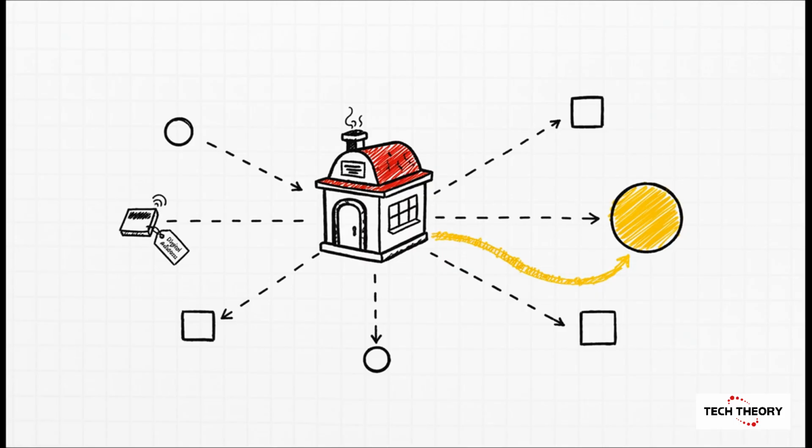Then, special devices called routers, which are like the post offices of the internet, read that address and forward your packet along the most efficient route to its destination.